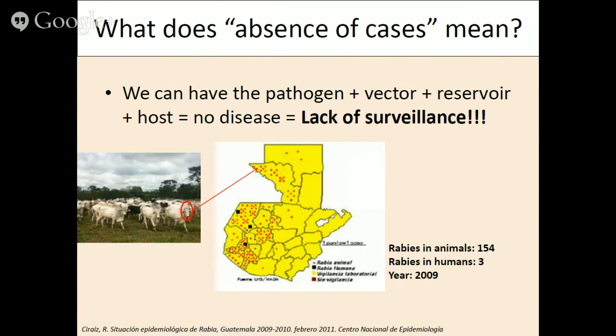And another example of absences is that we can have the pathogen, the vector, the reservoir, and the host, but there are no diseases. But that's simply because we have a lack of surveillance.